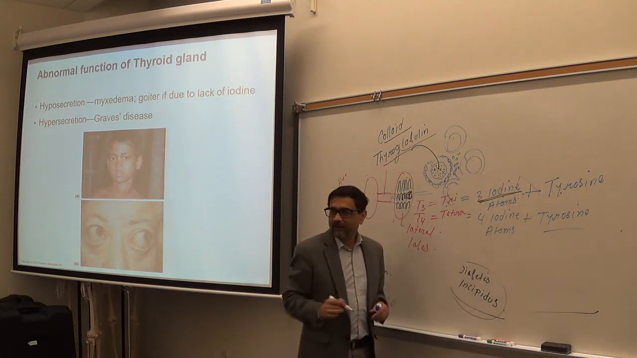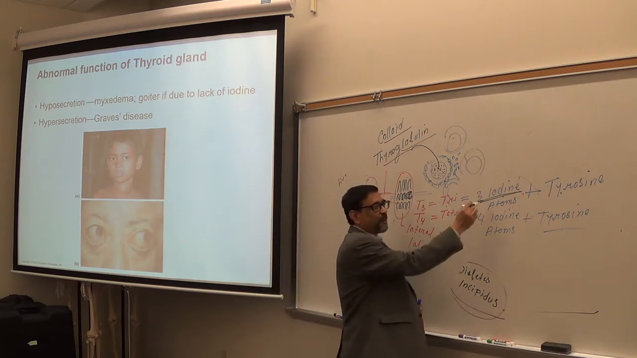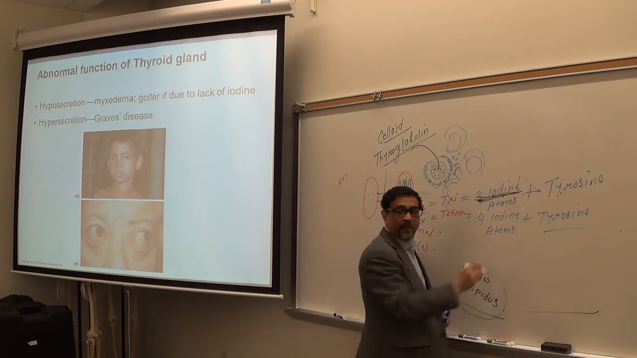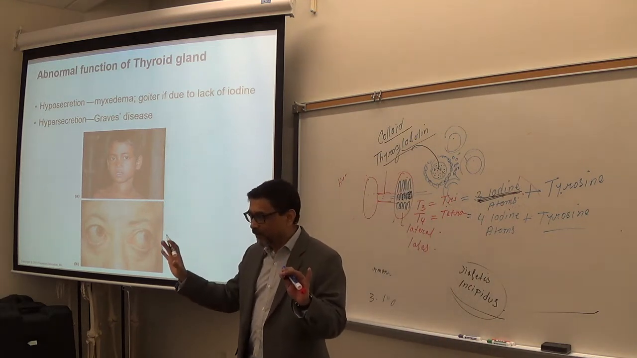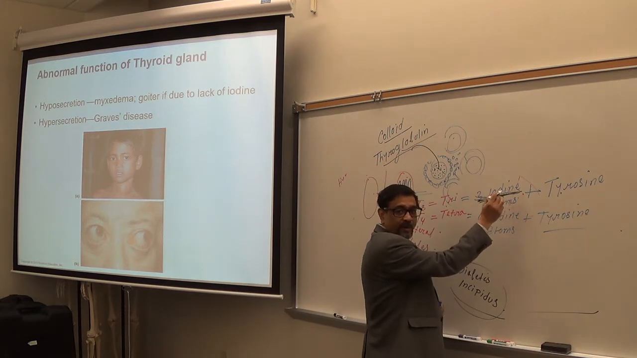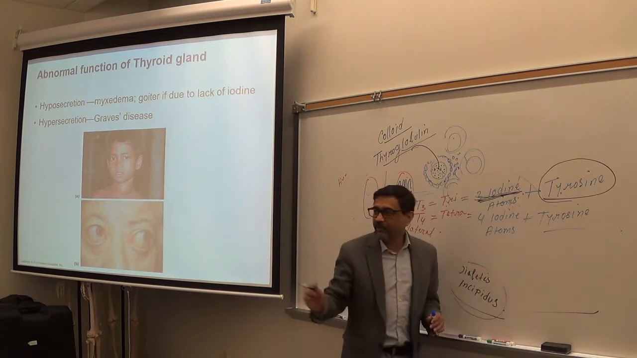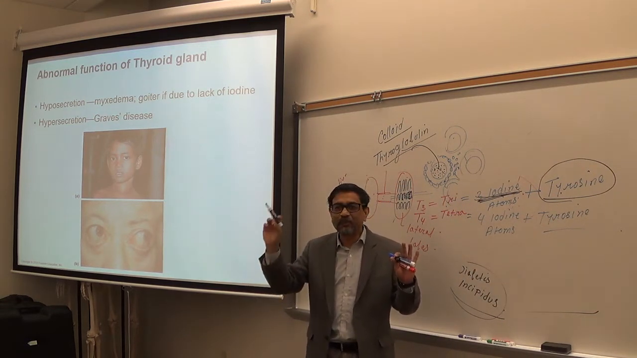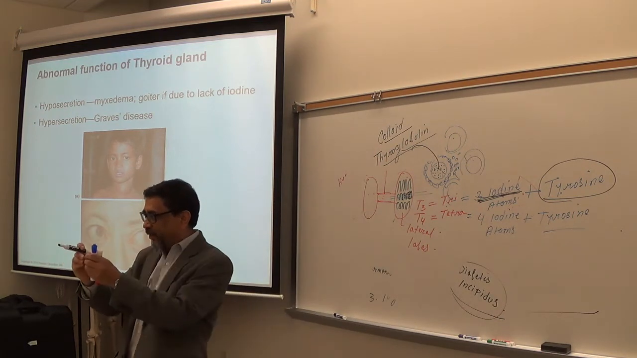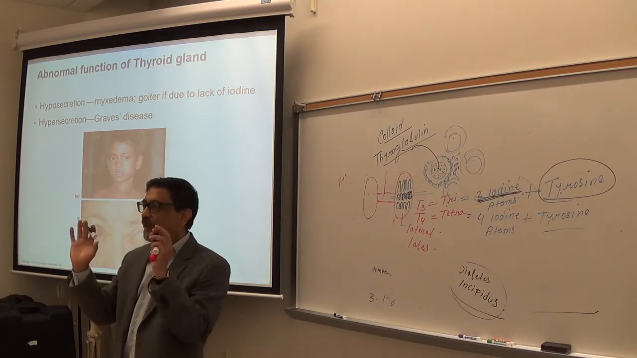Iodine, right? To produce T3 and T4, you need iodine. Now, if someone doesn't get iodine from the food, then T3 and T4 will not be produced. Okay? If T3 and T4 are not produced, tyrosine will not be used up. Make sense? Because to produce T3 and T4, you need what? Tyrosine. Iodine and tyrosine should join together, right? Now, if no iodine, tyrosine will not be used.